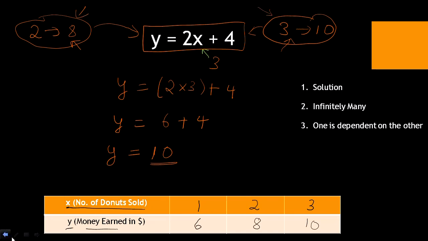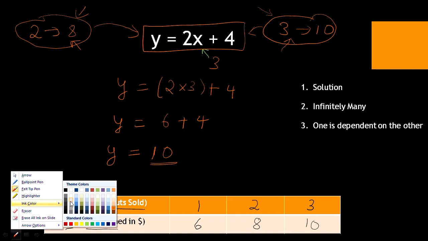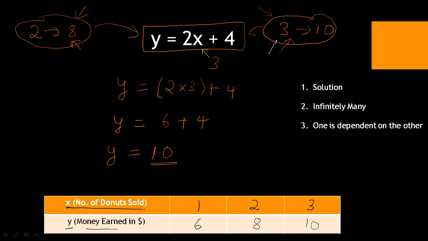Now how many solutions can I actually have? Well, if you think about it, I have found 2 solutions here. A third solution is right there, 1 and 6. If he sells a single donut, he earns $6. So that's another solution to this equation. But similarly, x right here can have any value. It could be 1, 2, 3, 5, 10, 20, 100 donuts, because Tommy can sell any number of donuts, right? Therefore x could take up any value.